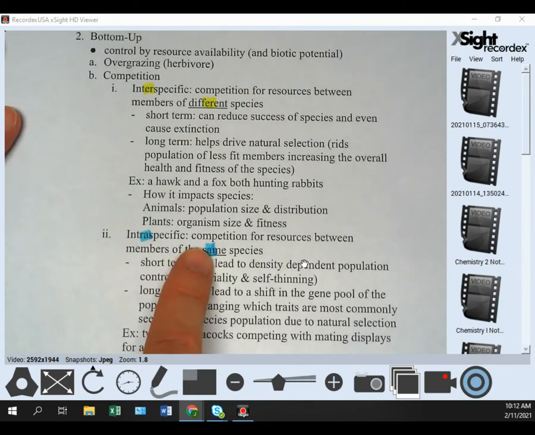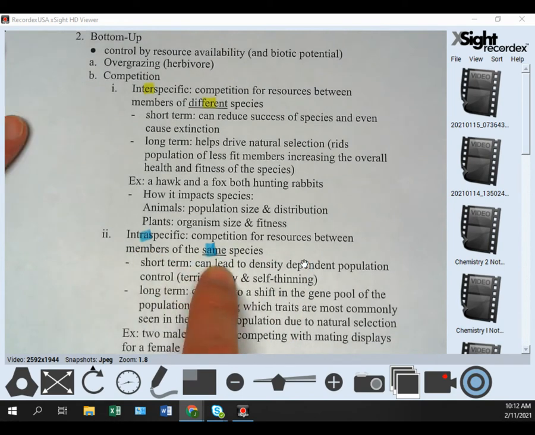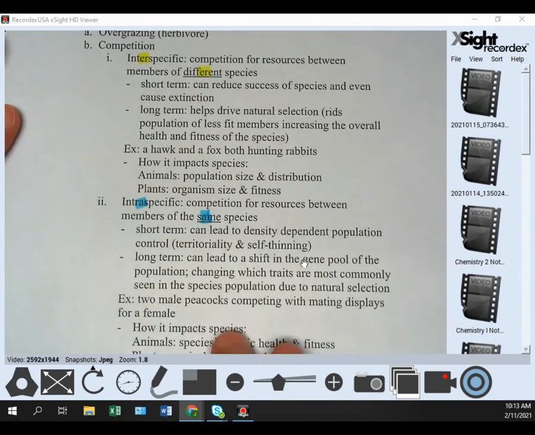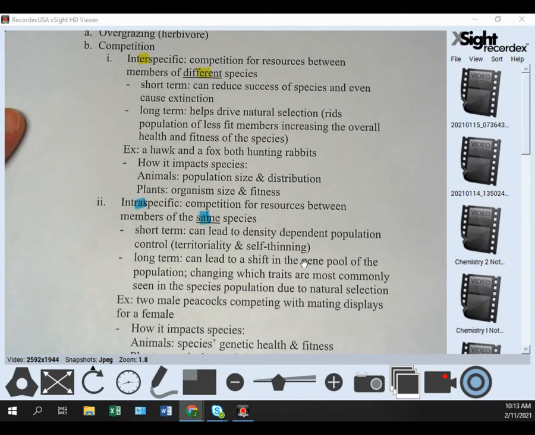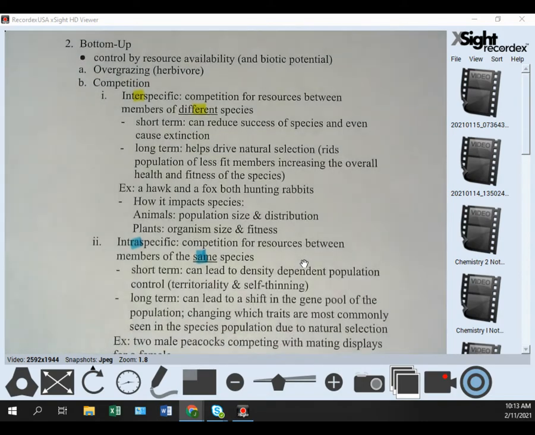Intraspecific is competition between members of the same species. So intra ends with an A, and same starts with an A. So intra is same. An example of that would be two male peacocks competing with mating displays for a female. So within the same species, competing for a resource. All right, so how does this competition affect the species' populations?